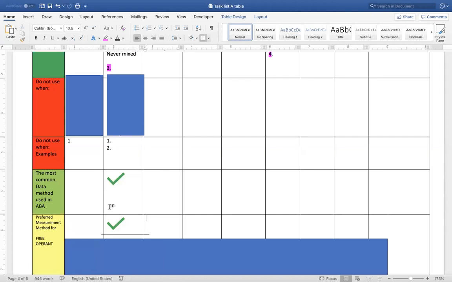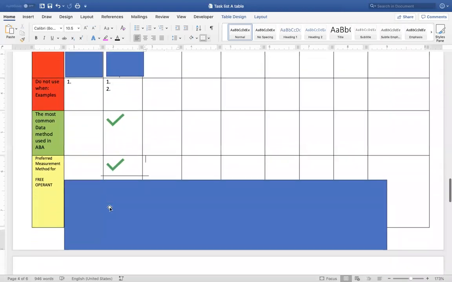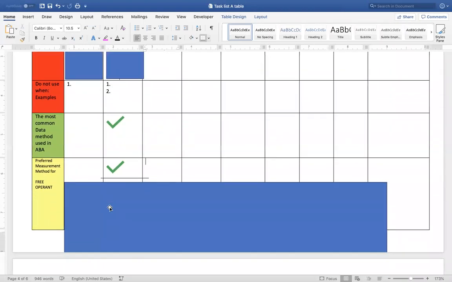So we can pile them up together. Rate is the most common data method used in ABA, and it's the preferred measurement method for free operants, which makes sense because most of the behaviors that we measure are free operants. So my last question is, what is a free operant? This thing has made me struggle a lot because I see free operant and my brain freezes.